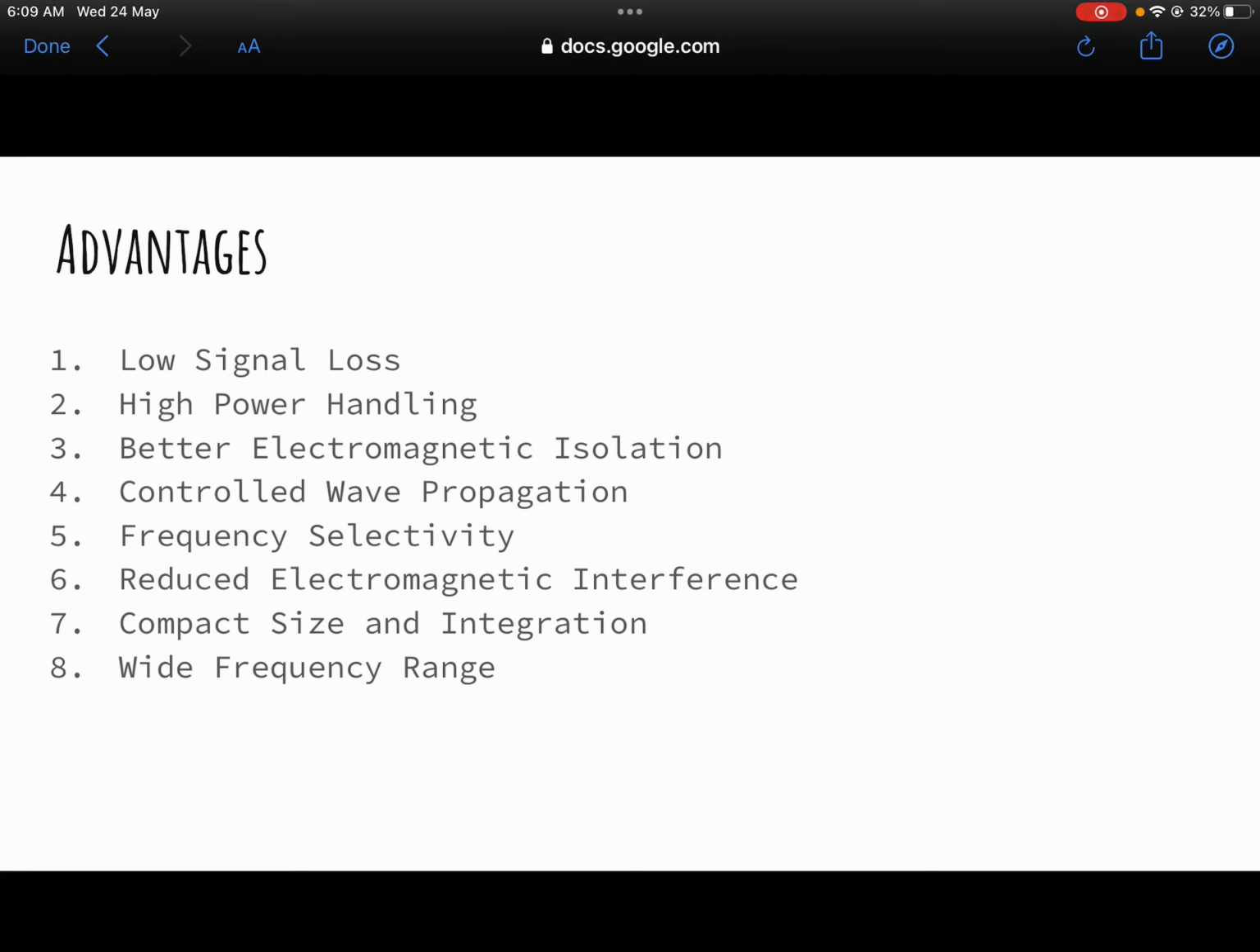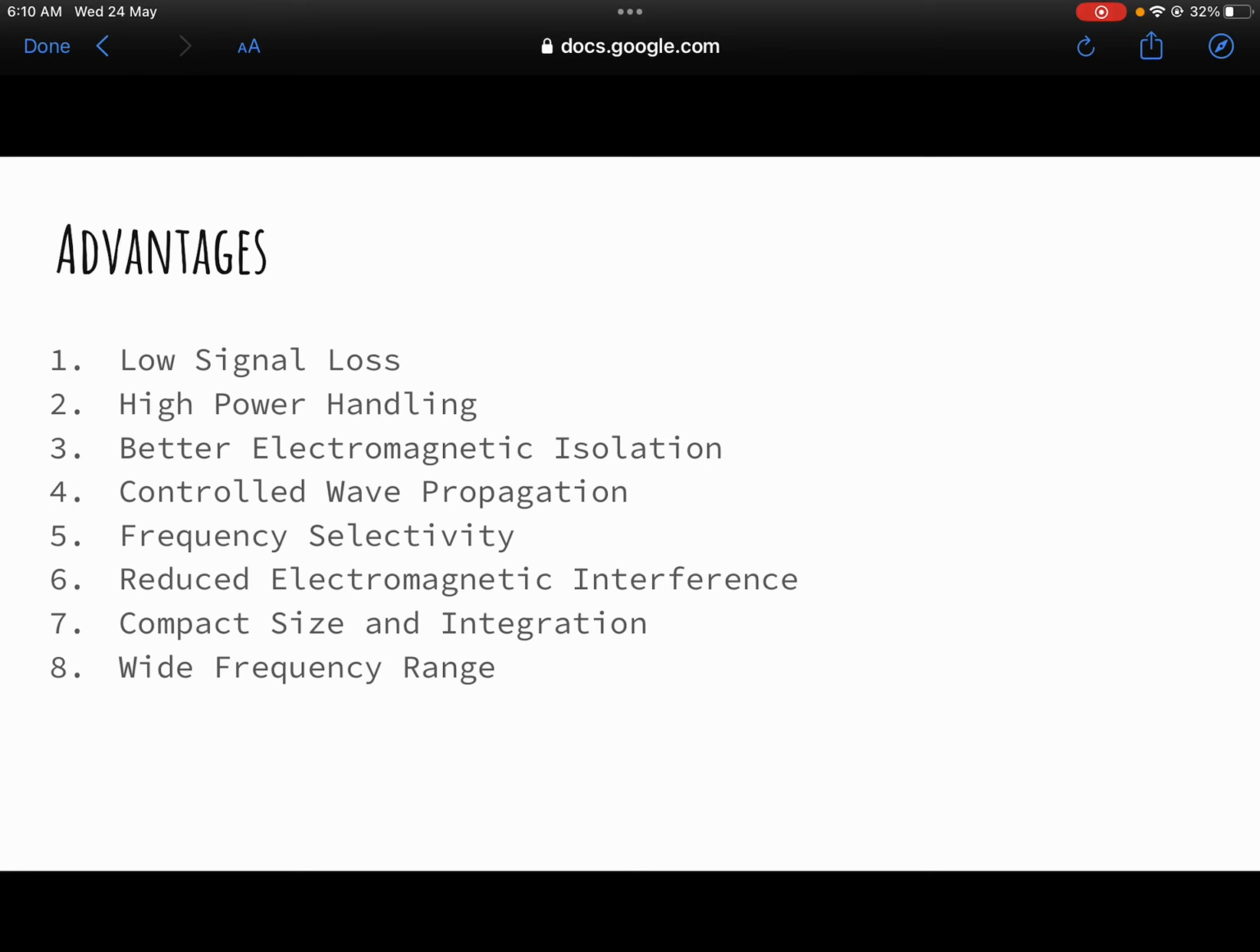Reduced electromagnetic interference. The confined nature of waveguides helps to contain electromagnetic waves, reducing the risk of electromagnetic interference with other sensitive electronic devices and systems. This makes waveguides suitable for applications where EMI needs to be minimized.